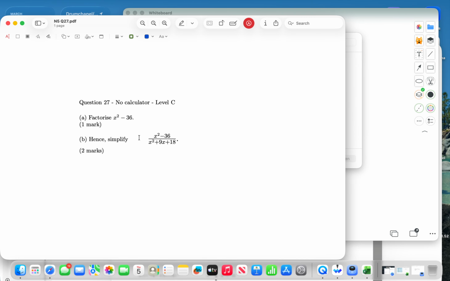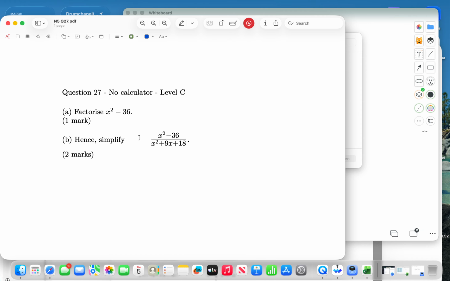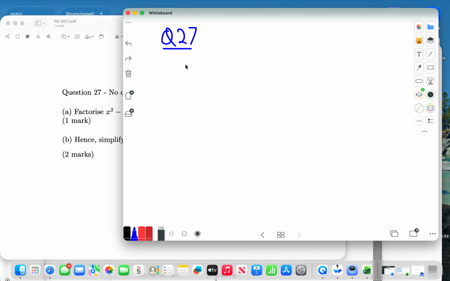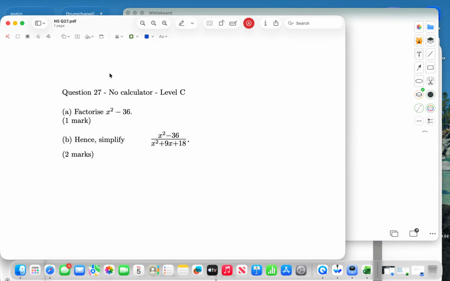This is a two-part question. The first part is factorising, and the second part is simplifying an algebraic fraction. So we have to factorise x squared minus 36. There's three things you want to look for when factorising. The first thing you want to look for is, is there a common factor?